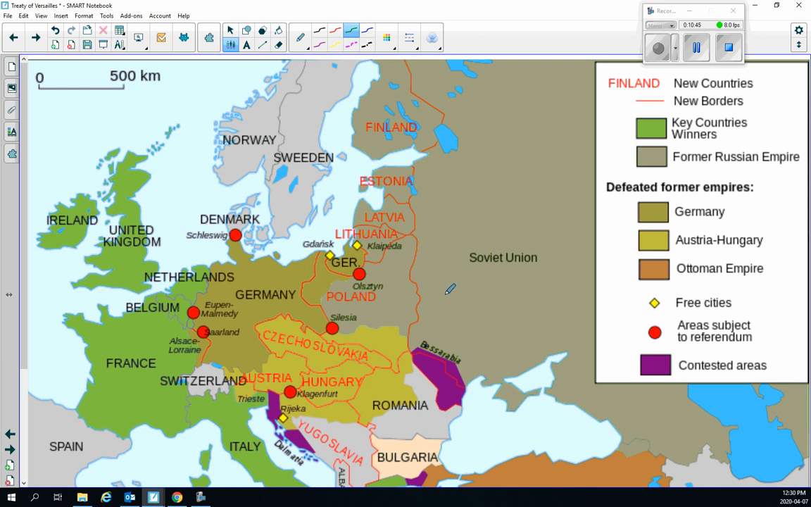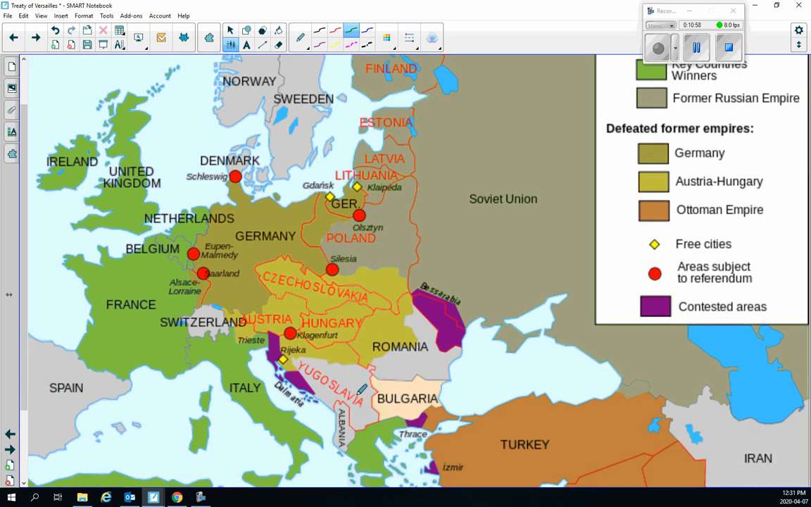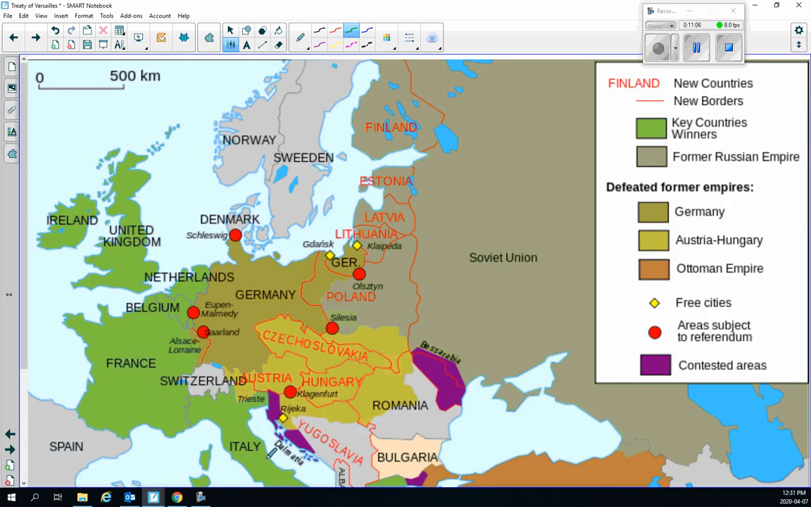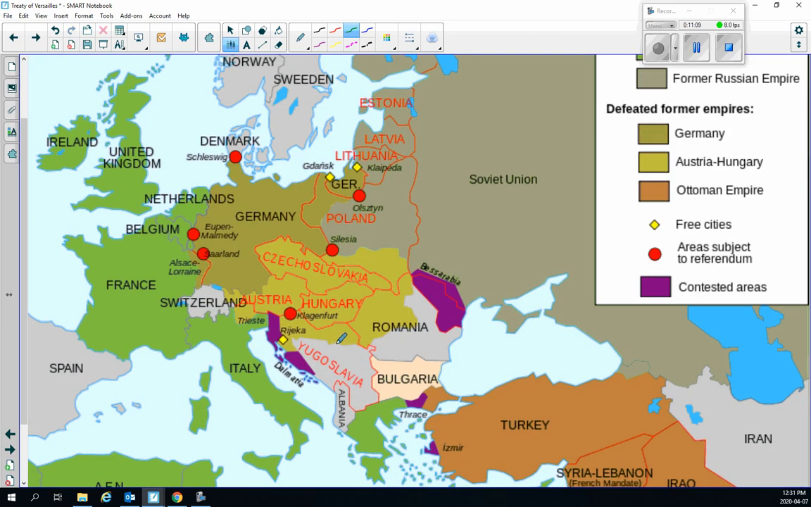So you can see new countries created after the Treaty of Versailles. The Balkan countries, Estonia, Latvia, Lithuania, Poland, Czechoslovakia, Austria-Hungary are now two different nation states, no longer an empire. What they did was they took a lot of the Balkan peoples down here and they jammed them together into what became known as Yugoslavia, Bulgaria, Romania, and so on.